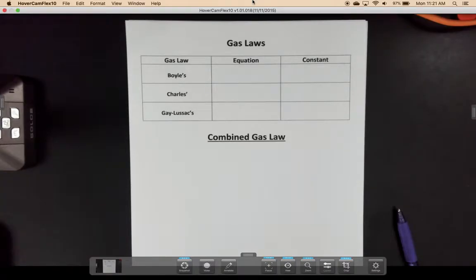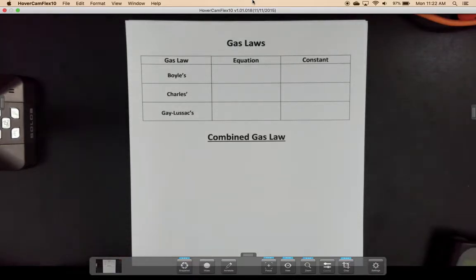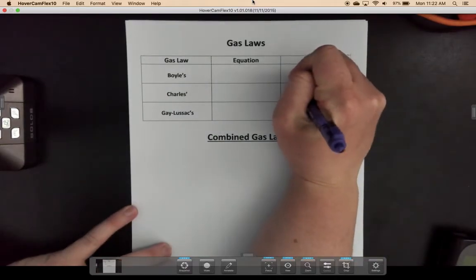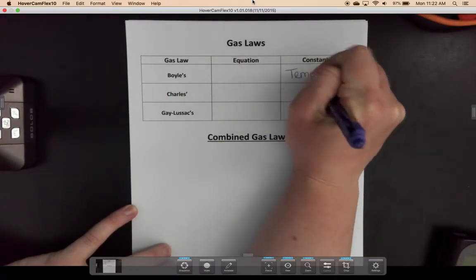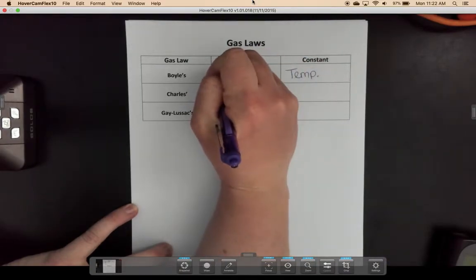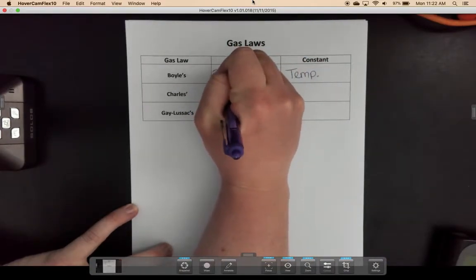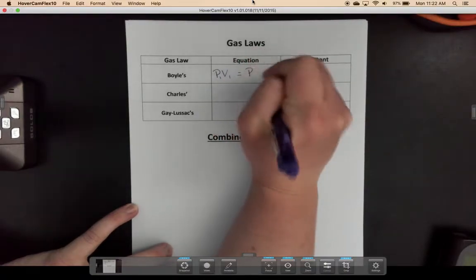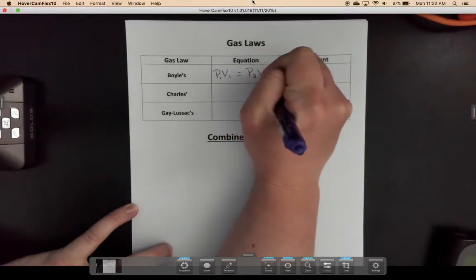All right, so right now I want to go over the gas laws that you should have read through last week or the beginning of this week that are in the PowerPoint. So I'm just going to write the equations on the top and talk about each of them a little teeny tiny bit before I move into the combined gas law. Essentially, Boyle's law tells me when temperature is being held constant, the initial pressure and volume is equal to the final pressure and volume.